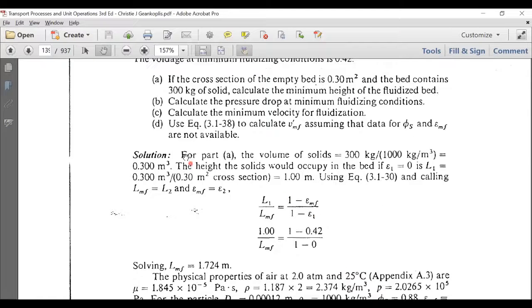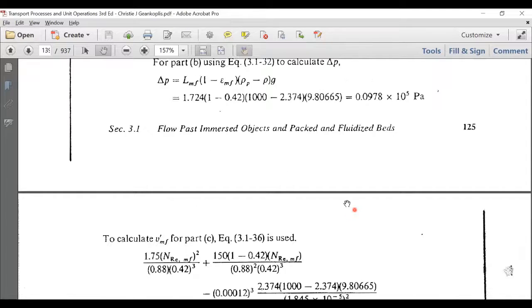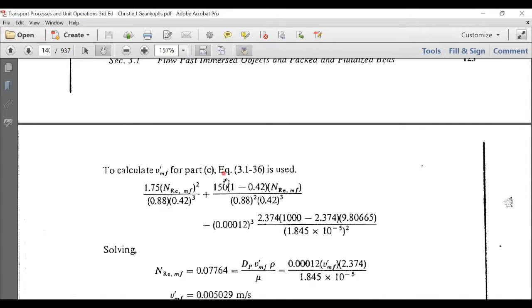And then C, calculate the minimum velocity for fluidization. So I have to find the V'MF. Again, I will use equation 3.136. In 3.136, there are three terms, right? Then I will fill in all of the known variables into the equation, and I can find the Reynolds number at minimum fluidization.